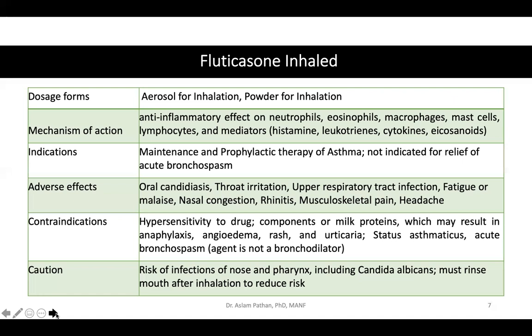The indication of fluticasone includes maintenance and prophylactic therapy of asthma. And it's very important, fluticasone is not indicated for relief of acute bronchospasm. We cannot use fluticasone in the acute attack of bronchospasm or asthma.